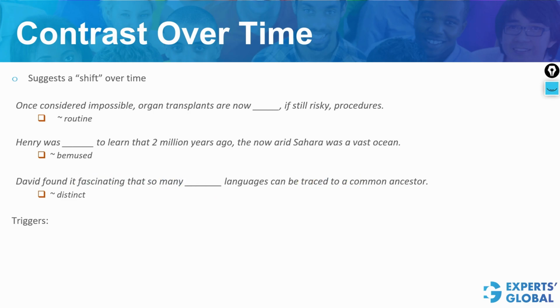Some contrast triggers suggesting a contrast or shift over time. Here are some simple words, some more. Remember, the use of present perfect tense marked by has or have along with a verb can very often suggest a shift in meaning on the lines of something has happened and therefore something contrasting may happen. You don't need to remember these triggers. These are only for your conceptual understanding.